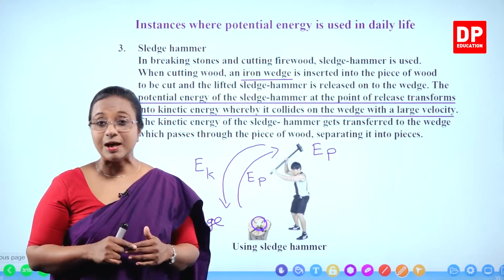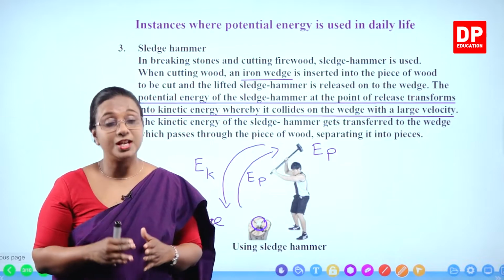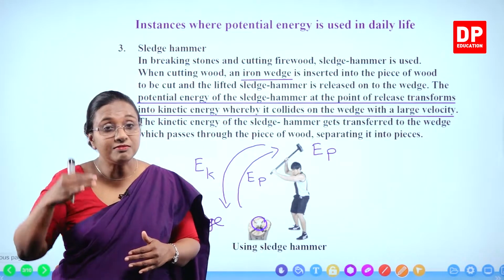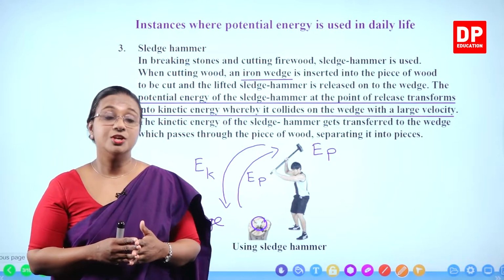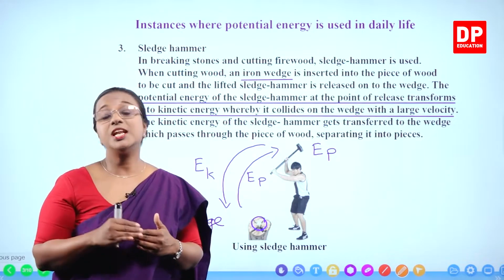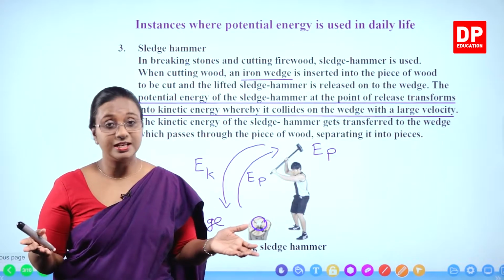But then what will happen? At the maximum height, the object will have potential energy. And then it comes down due to gravitational acceleration again. So there the potential energy stored in that object will be converted to kinetic energy.